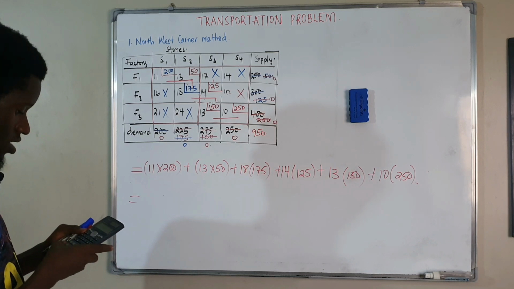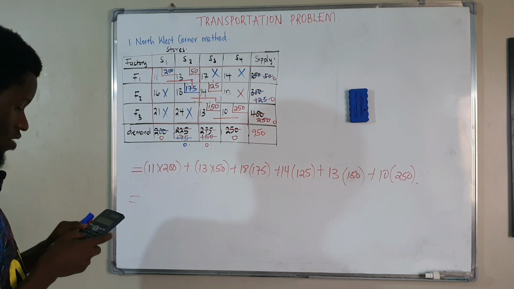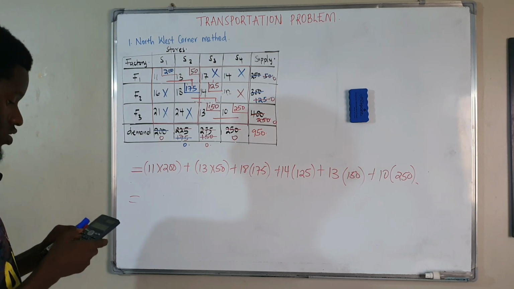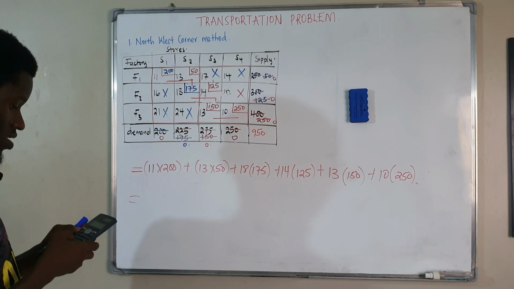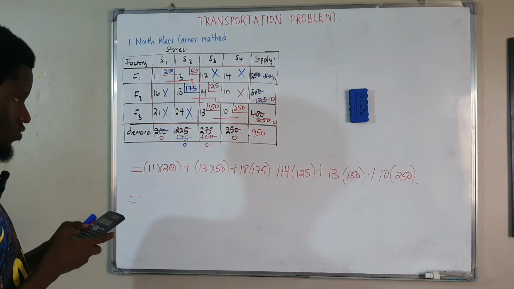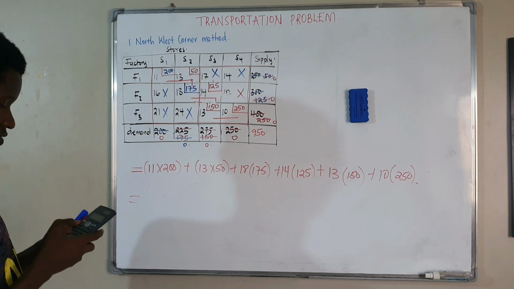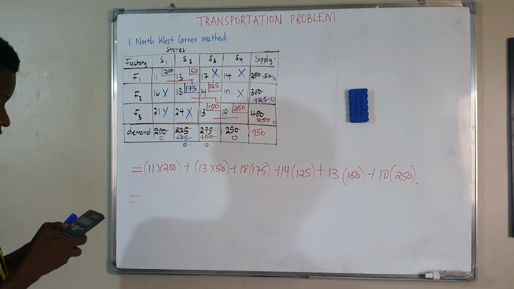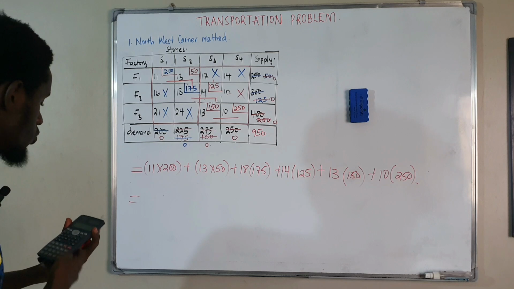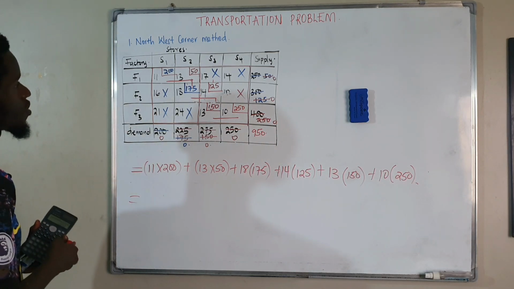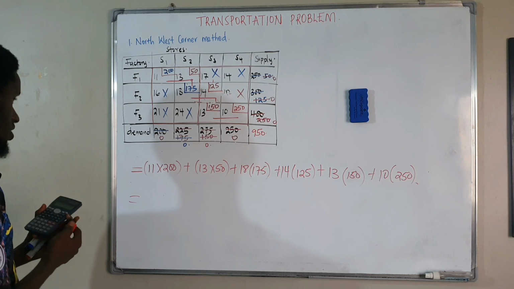Then plus 180 into 175. Then plus 14 into 125. Then plus 13 into 150. Then plus 10 into 250. Like that, then you shall be able to get the cost of us transporting commodities from factory 1 to factory 2 to factory 3 using the northwest corner method.